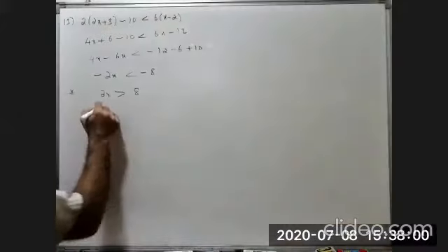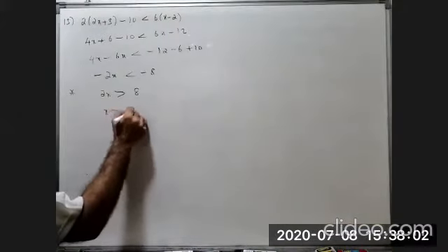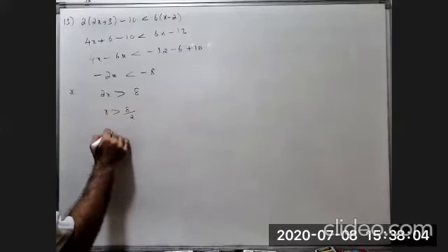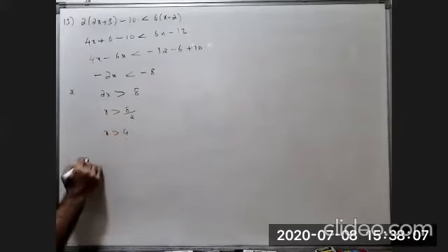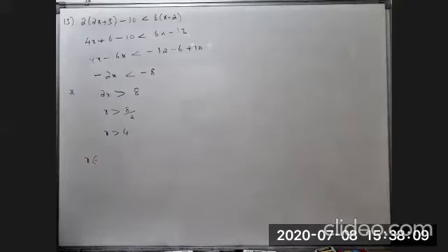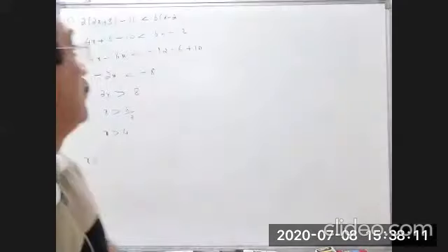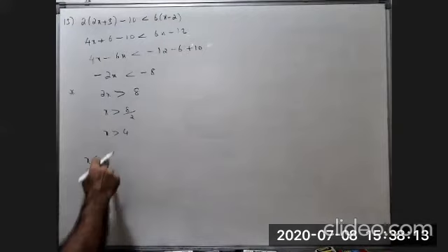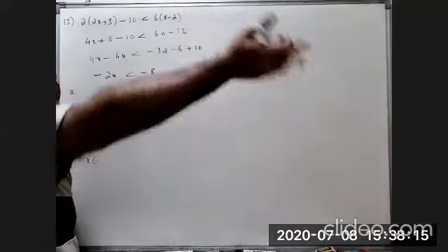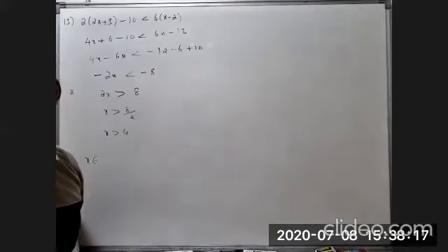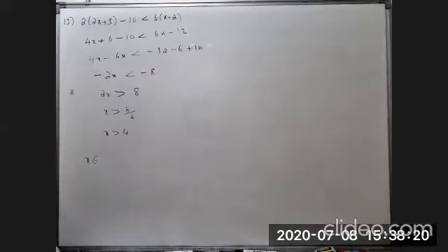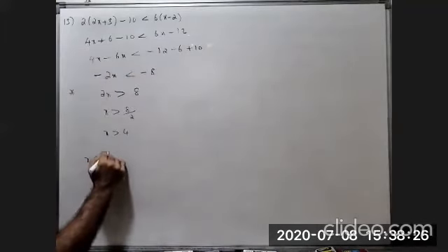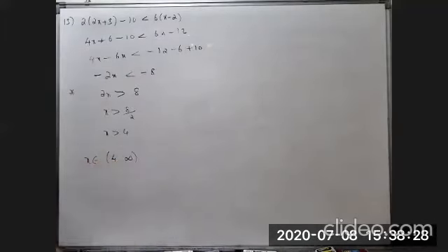Now x greater than 8 by 2, x greater than 4. So x greater than 4 means it is open. Greater than 4 means 4 and more. In the starting we have cancelled 2, so here also we can have a number. So it is 4 to infinity. It is 4 to infinity.